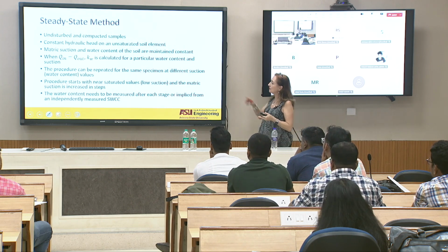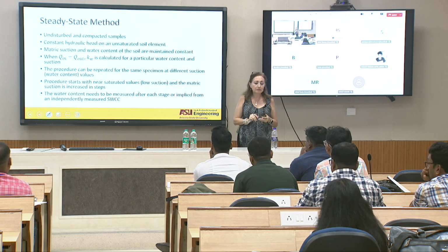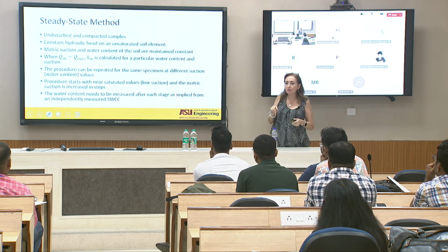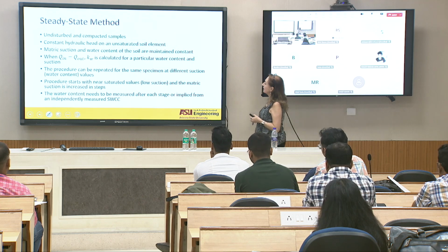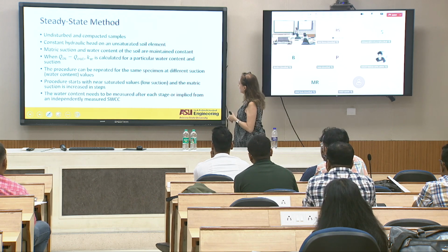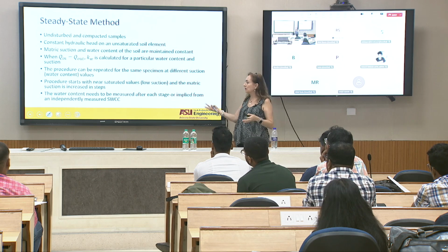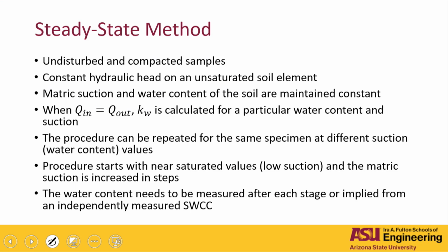When you talk about a steady state, you leave a constant head on an unsaturated soil element. I'm going to show you in a graph, but I like to summarize before I get to the graph. Then the matrix suction and water content of the soil are maintained constant. And that's the important part of it, okay? And then when the Q in is equal to the Q out, the hydraulic conductivity is calculated for the particular water content that you have in the soil, all right? So it's the same thing, you just need to change the water contents of the soil.